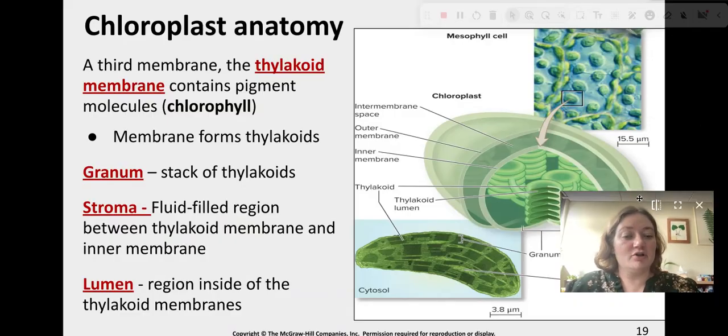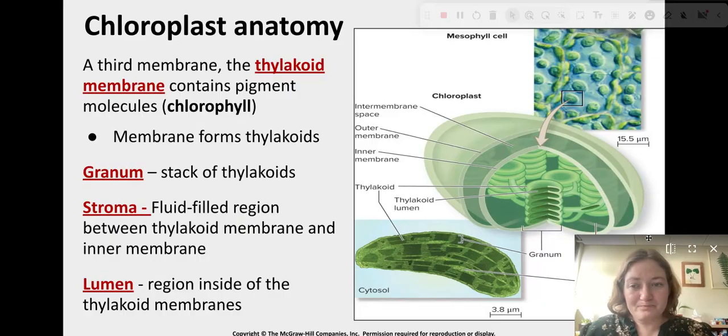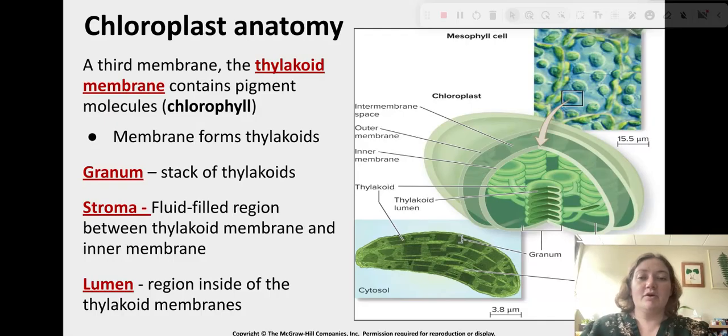All right, so let's look at the chloroplast anatomy. So a chloroplast, it's one of those organelles that are semi-autonomous. Remember, they can divide and grow on their own. They have their own set of DNA. And a chloroplast contains a lot of membranes, right? They contain a ton of membranes. So first of all, we have two membranes surrounding the organelle. We have an outer membrane, we have an inner membrane.